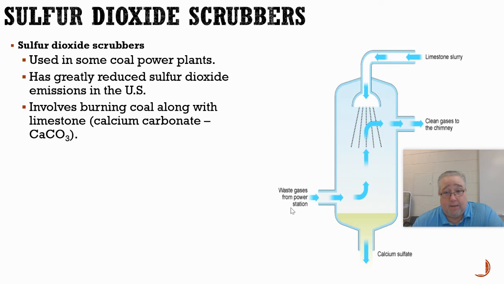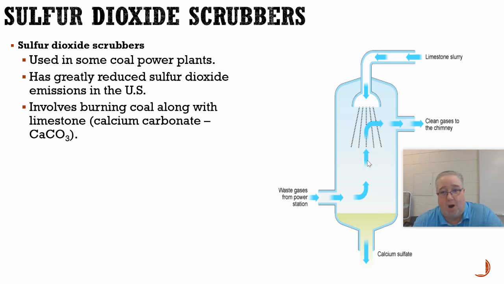Let's say you're going to burn coal in your power plant, and normally all those waste gases would just go out through the smokestack, through the exhaust pipes of the factory. But instead, these waste gases enter the scrubber. Now, inside of the scrubber is something called limestone. It's also known as calcium carbonate.